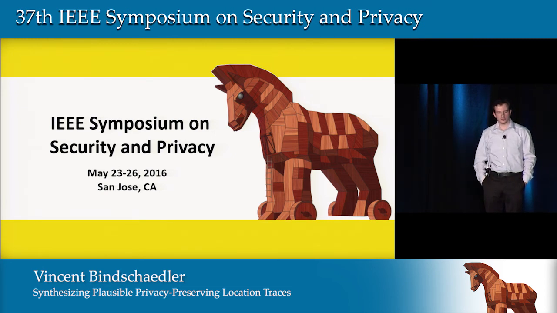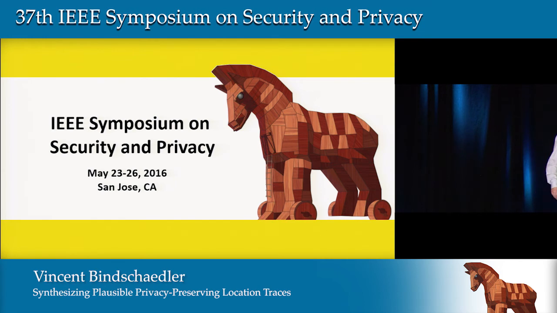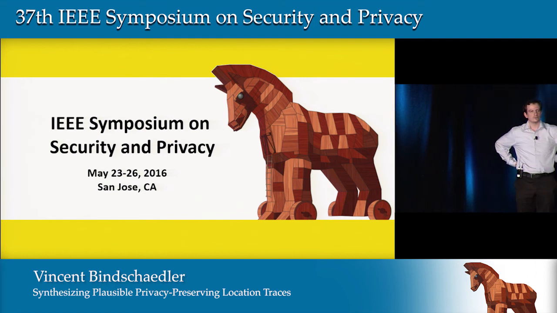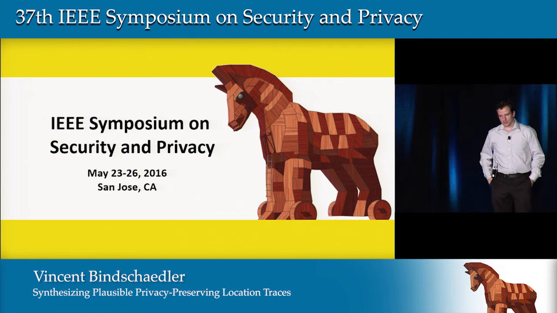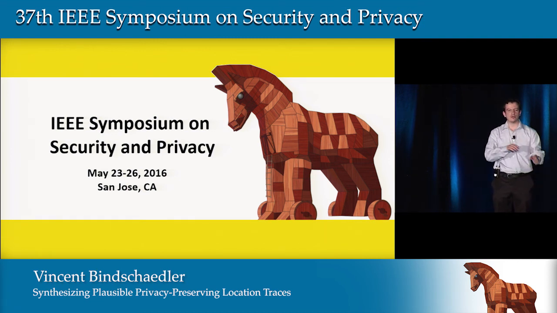Sorry, I just want one more thing. Sure, go ahead. But then don't you have an auxiliary data problem? Like if the LBS happens to learn for sure that you were in a particular place at a particular time, they can then figure out which traces were real and which traces were fake. So this is kind of what we're trying to prevent.